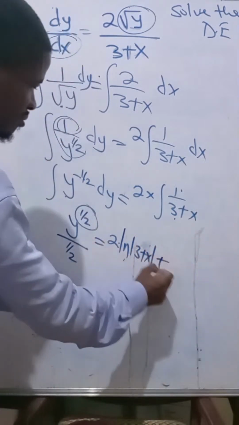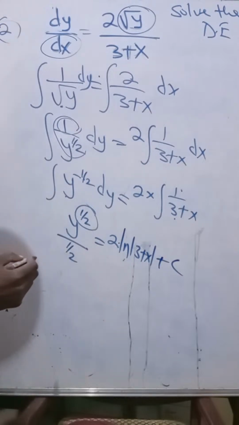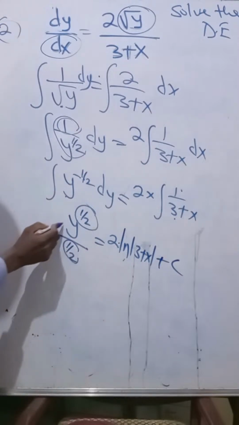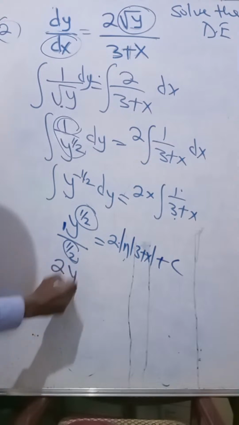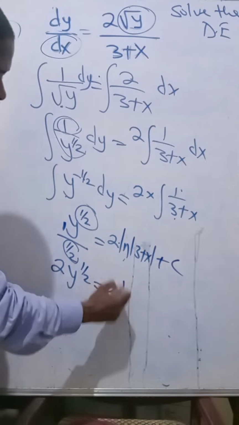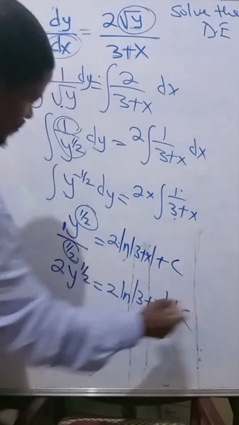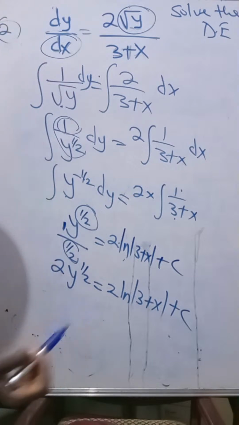So plus what? Plus the constant of integration. Then this is half, and you have 1 here. So this will become 2 times y to power half equal to 2 ln 3 plus x, and then plus c. So I think that settles that question.